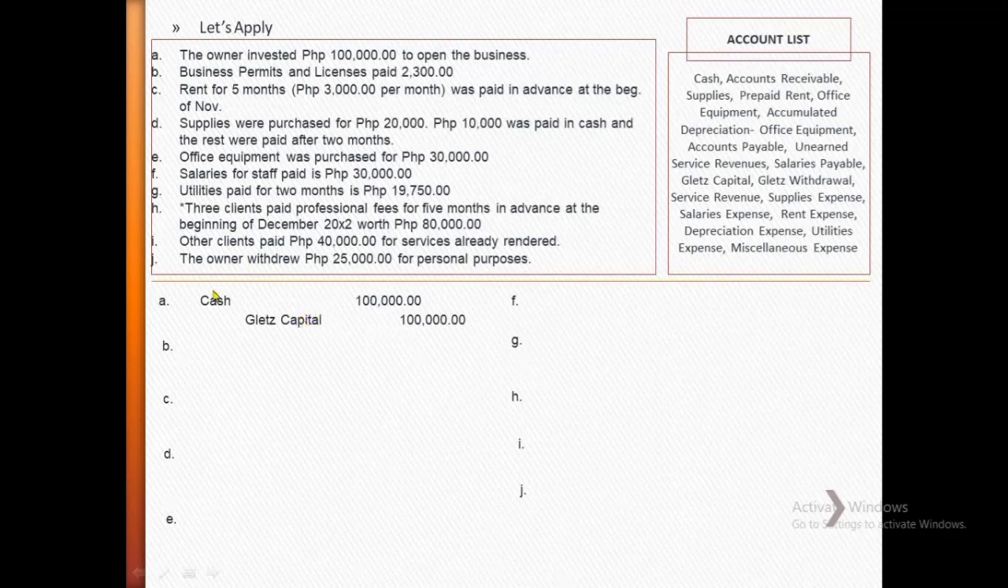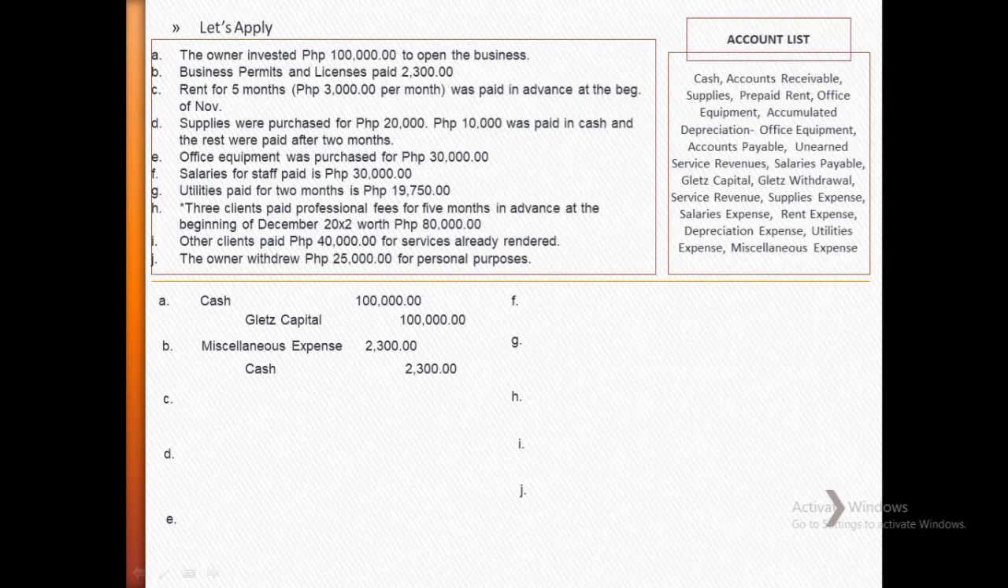Reminder again, you cannot use any account title which is not listed on this account list. That particular reminder is because of transaction letter B. You have paid business permits and licenses 2,300. In here, we do not have any expense account for business permits and licenses, but we know that it's an expense. So it's better to use miscellaneous expense 2,300 and credit cash 2,300.